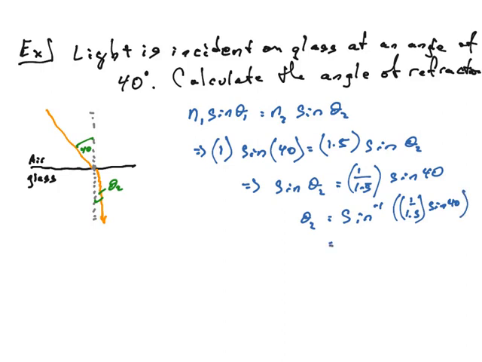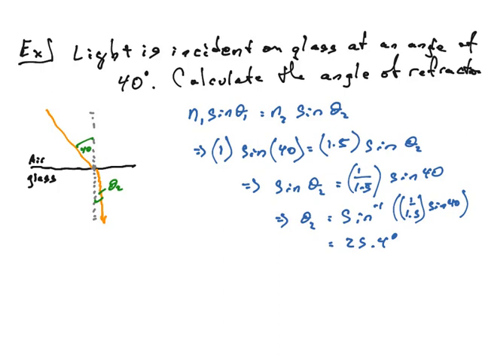Now, be careful. Make sure your calculator, when you're doing this, is in degree mode, because we're using degrees, not radians here. But when you plug it in, you should get 25.4 degrees. Before I box it, does it make sense?